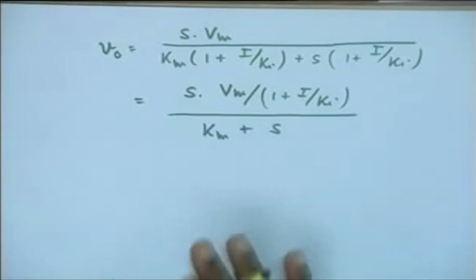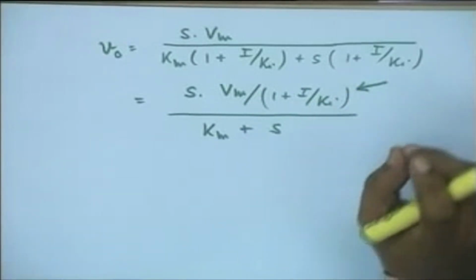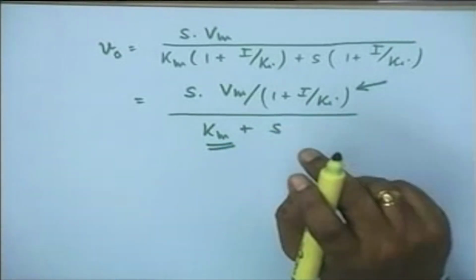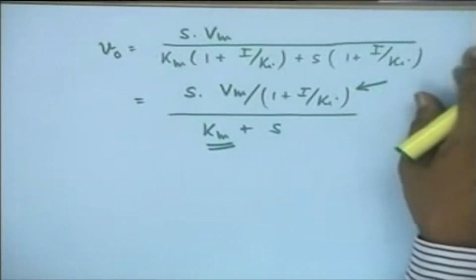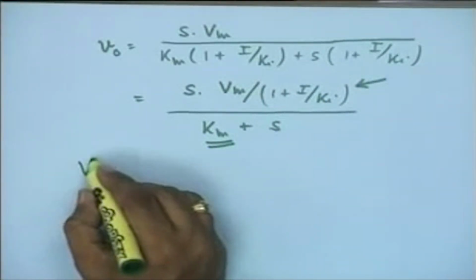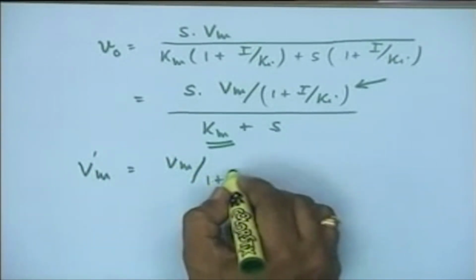Now, one can very clearly visualize that the effect of a non-competitive inhibitor is to influence the maximum reaction velocity, and the maximum reaction velocity is reduced by a factor of 1 plus I over Ki, whereas the Km value remains unchanged. There is no effect on the Km value. Now, in contrast to the competitive inhibitor where the Km value was altered, here the Vm value gets altered and the Km remains. The modified maximum reaction velocity is equal to Vm upon 1 plus I over Ki.